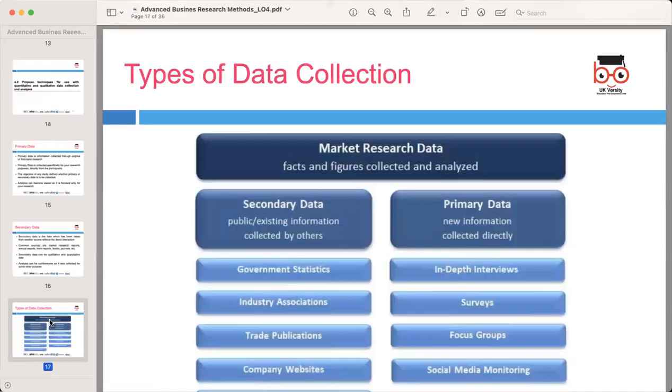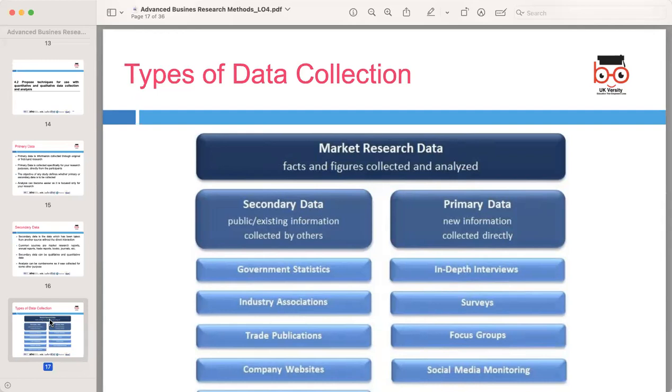Okay. So, types of data: market research data, facts and figures collected and analyzed. Differentiate between the two types of data, secondary data and primary data. Obviously there are two types of data, primary and secondary. Data collection is a fundamental step in research that involves gathering information to address research questions or objectives. Researchers employ different methods to collect data, and these methods can be broadly classified into primary or secondary data collection.